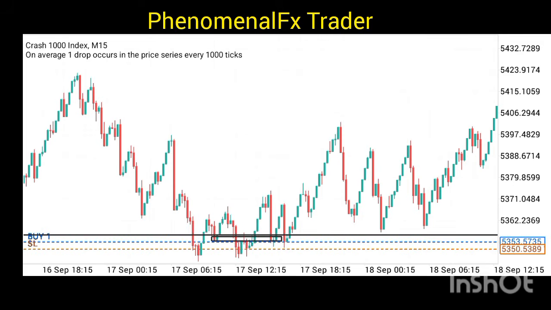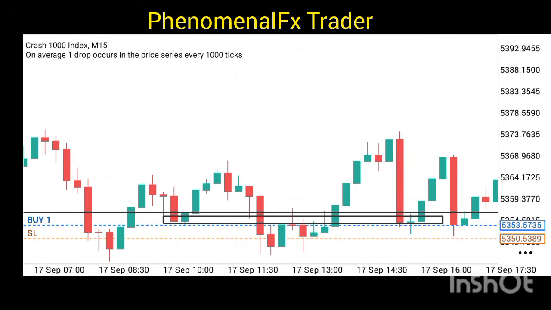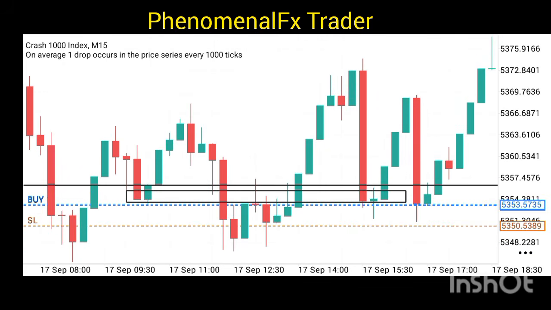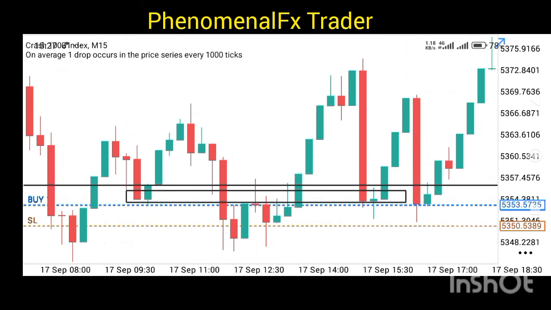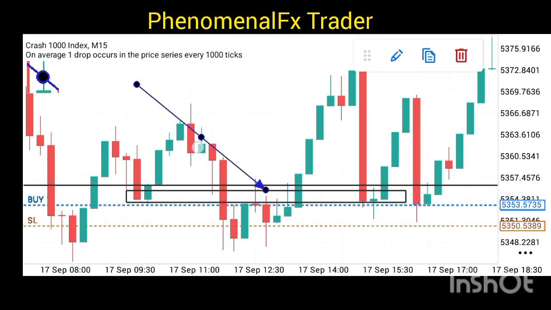All right, so now how was I able to enter? You can see where I drew this line here. I marked a zone. I identified this zone. The market broke out of this zone and then came back to do a retest. You can see there's a zone here. The market consolidated, then broke out, came back to retest this zone.